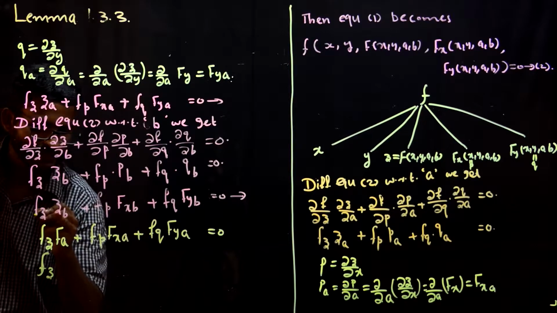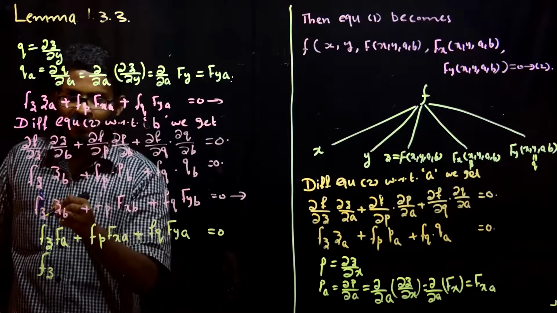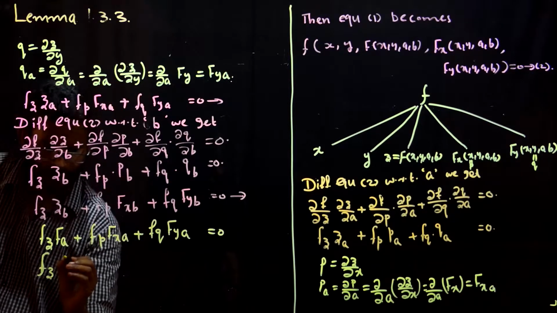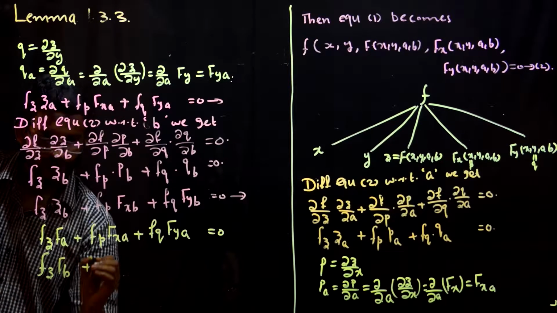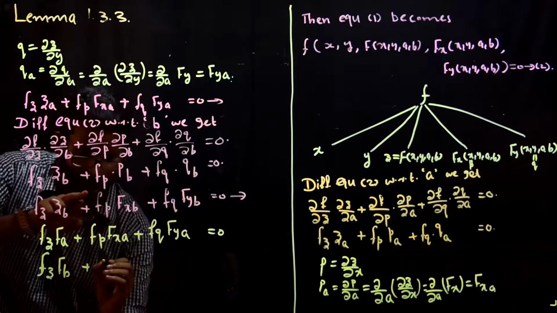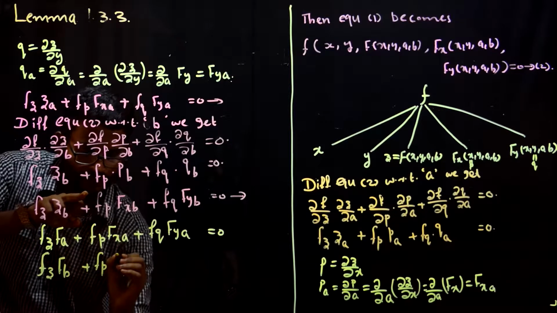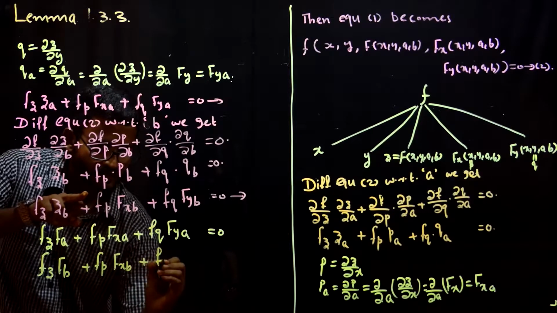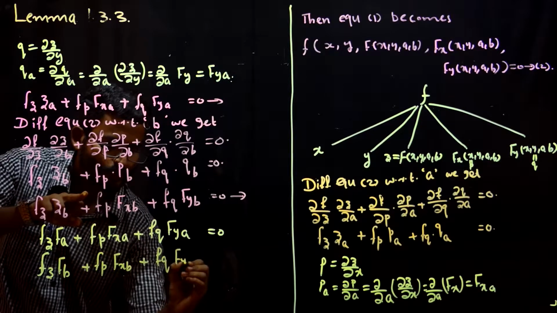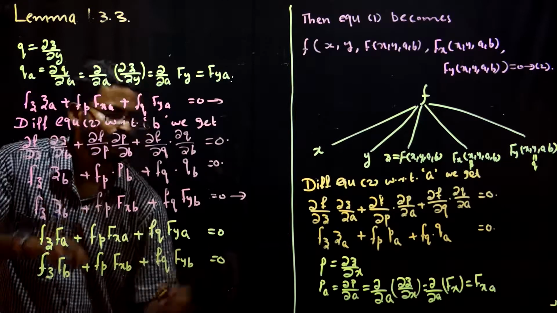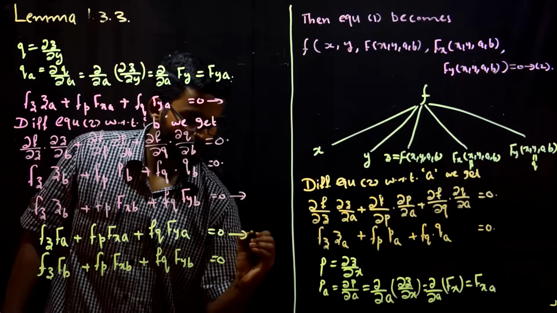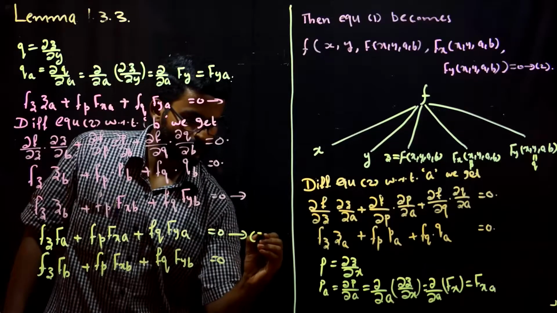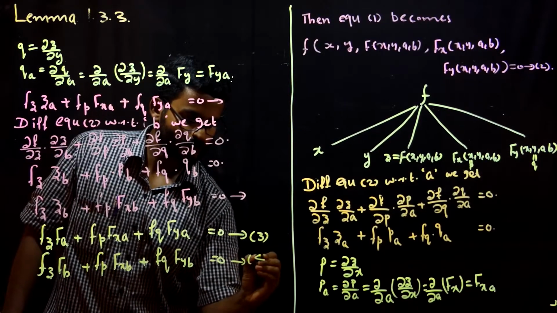This is f_z, and this is capital F is equal to Z. So z_b will be f_z into capital F_b plus f_p into F_xb plus f_q into F_yb equal to 0. And this is equation number 3, and this is equation number 4.